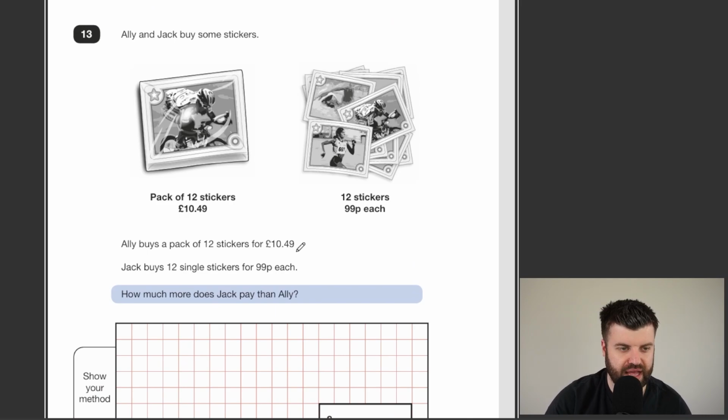Very interesting. Question 13. Ali and Jack buy some stickers. A pack of 12 stickers is $10.49 and 12 stickers are 99p each.